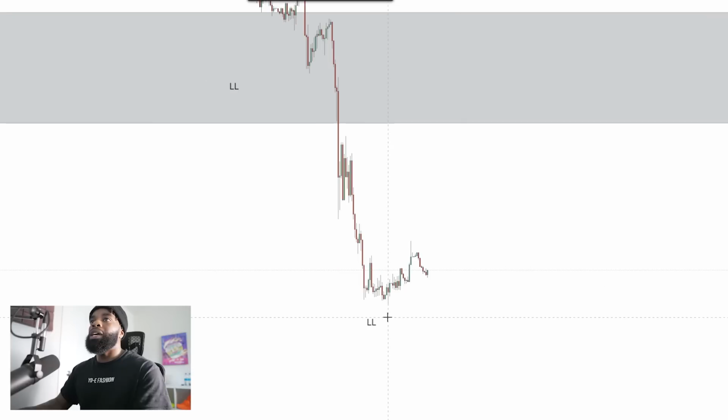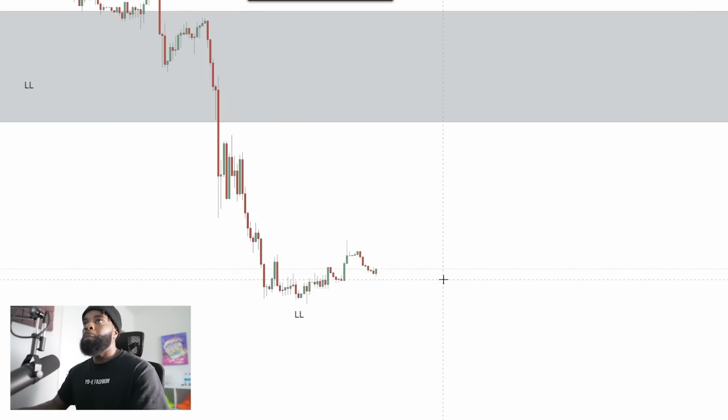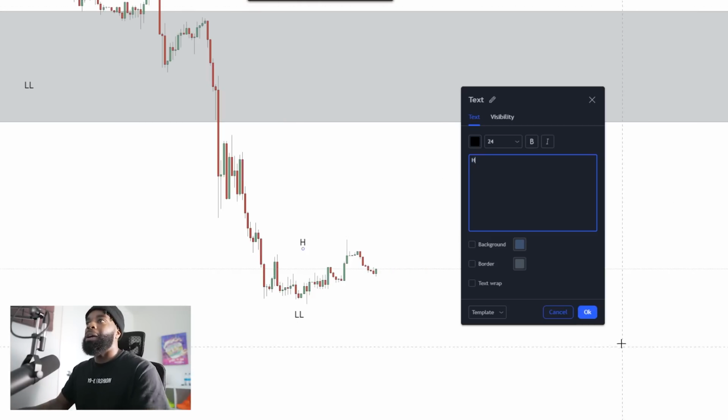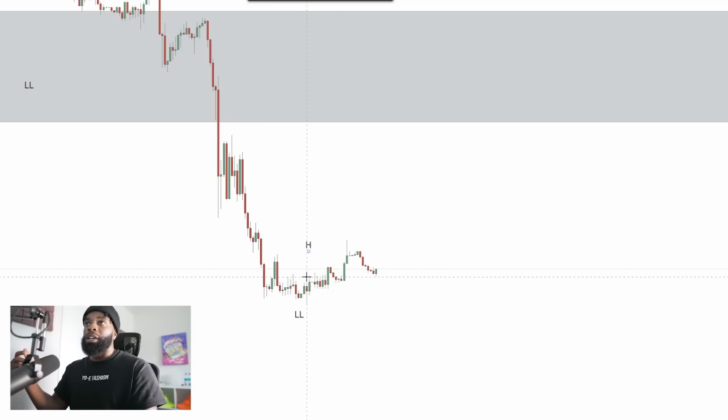So now that I had this as my 4-hour low, I am now going to zoom in a little bit. There we go. And then we're going to mark this area as our high. I'm going to just say high because this is the most recent high. Now, if we break out of this, guys, I am projecting market to continue up to create the pullback.